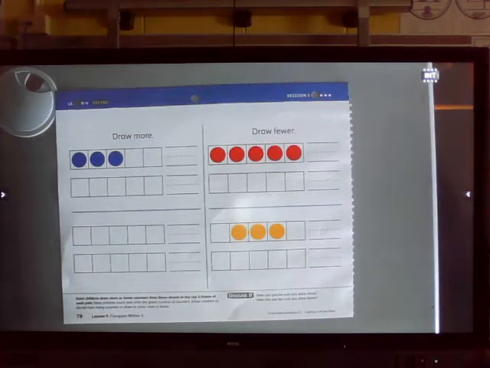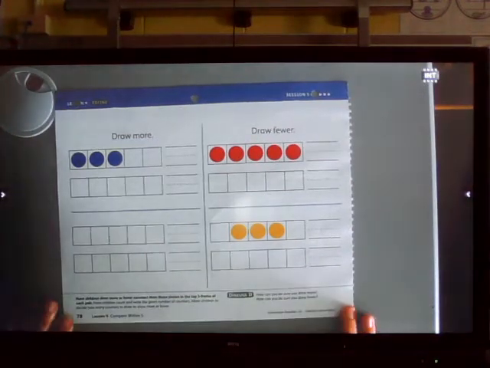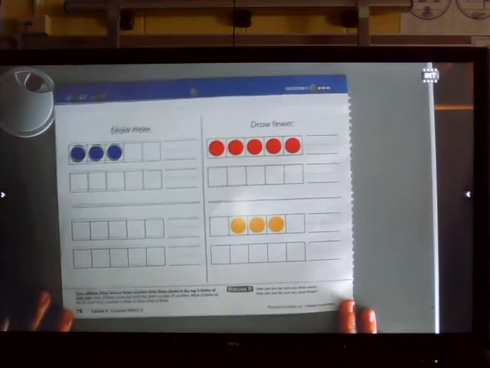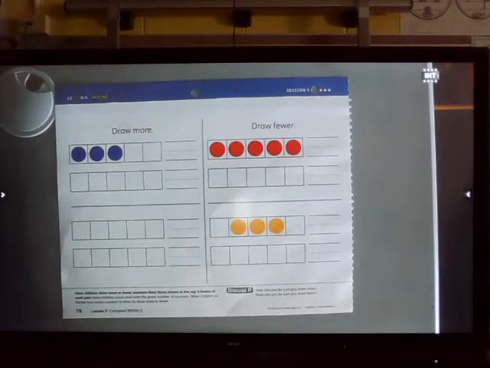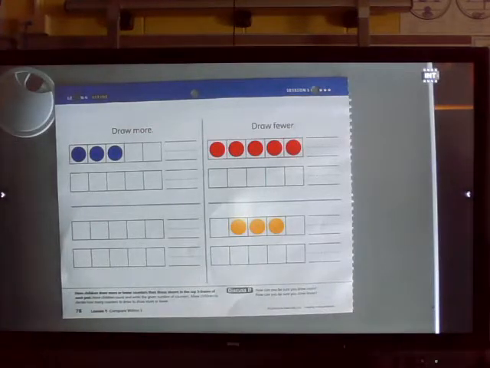We are going to continue to talk about more and fewer today, and I want to do page 78 from your math workbook with you. So if you don't have 78 out right now, go ahead and go get it, and you're going to need some crayons and maybe a pencil to write your numbers. So go ahead, if you need to pause the video, make sure you have all the things so we can do this together.